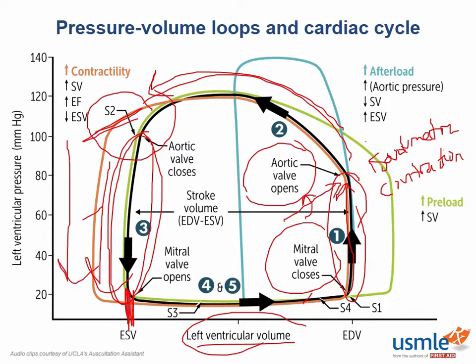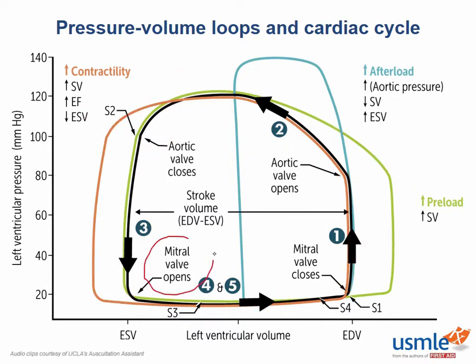This is the heart relaxing. This is the space within the left ventricle getting bigger and bigger as the heart muscle takes a little break. Eventually, we reach a point where left ventricular pressure is less than left atrial pressure. At this time, the mitral valve opens, the door between the left atrium and the left ventricle opens, and blood begins to rush from the atrium into the ventricle in preparation for the next systolic event.